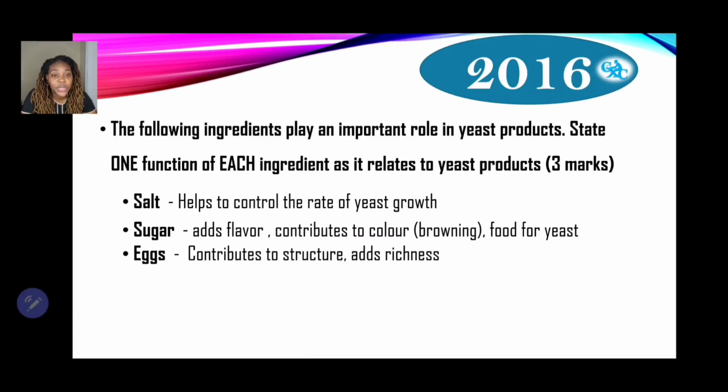Now, sugar adds flavor. It contributes to color as well. Good. So we may speak of that browning. And also it is a food for the yeast, right? So in order for the yeast to grow, to develop our product, we have to add sugar to the mixture so that the product can rise successfully. Good. There's also eggs. Now, eggs contribute to the structure of the product as well as add richness.